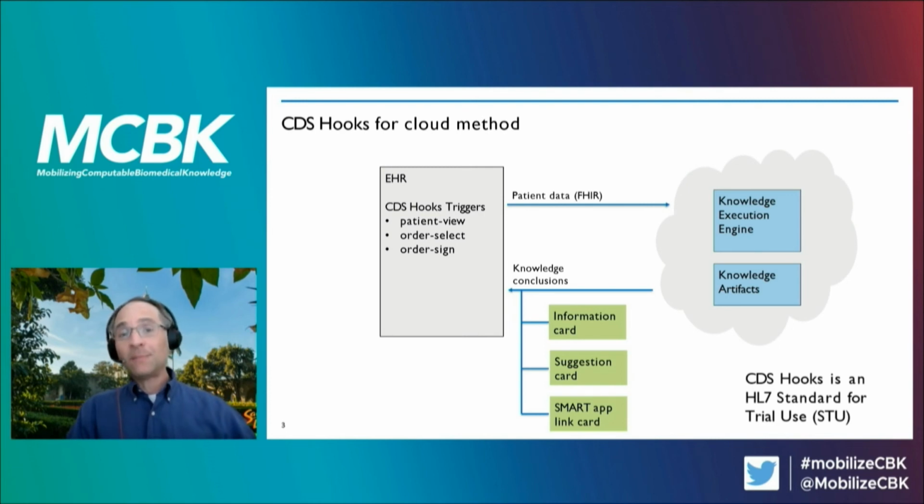The process begins with workflow triggers from the EHR, such as patient view, order select, and order sign, that trigger a call to the remote CDS Hook service. The patient data are sent using FHIR. The service then evaluates the knowledge artifacts and the FHIR data with the execution engine and returns knowledge conclusions in the form of cards, which can contain information, suggested orders, or suggested SMART on FHIR apps.